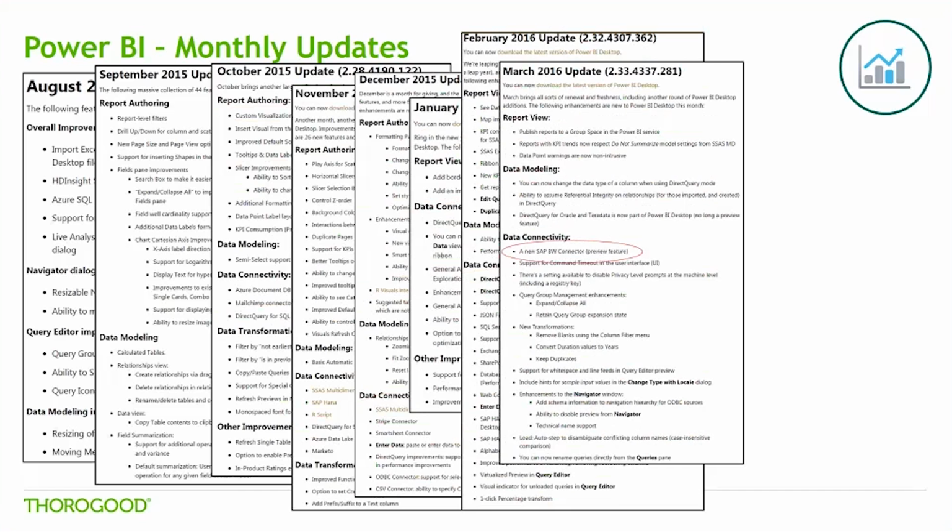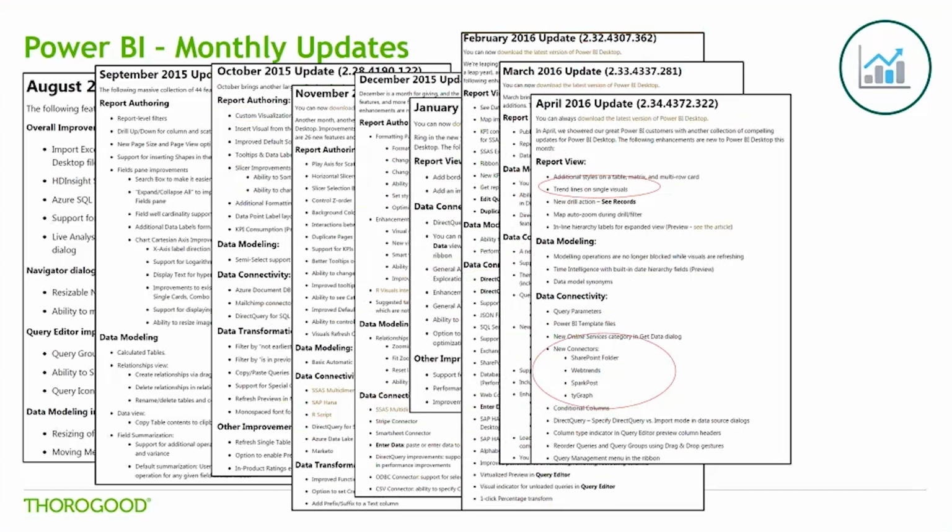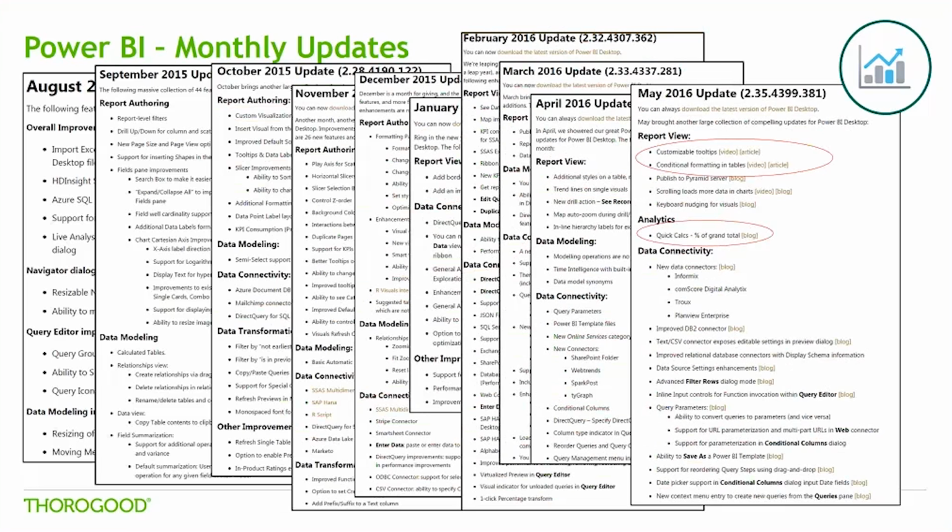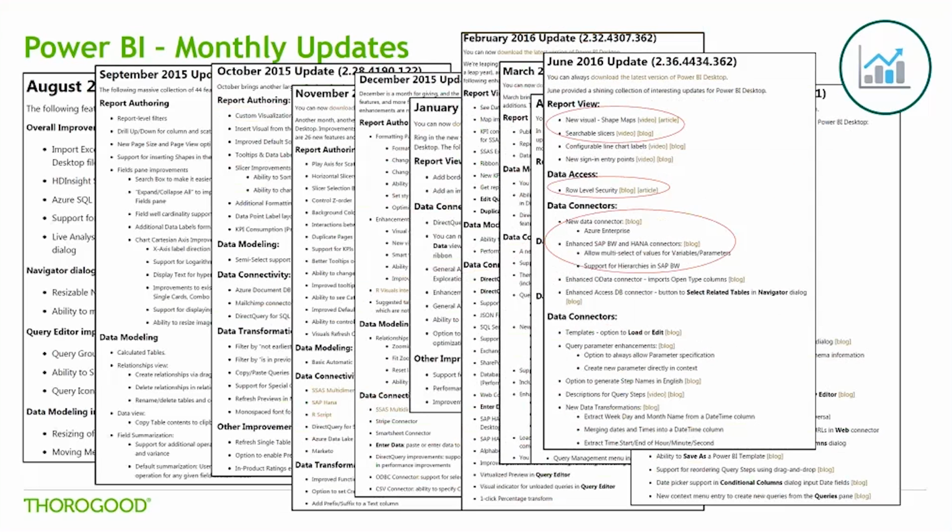SAP BW Connector was added in March, and in April the ability to add trend lines on visuals, which was another vital addition that brings it in line with basic requirements you might expect from a visualization tool. In May, a new category, analytics. That disappeared in June, but in June we also had things like searchable slices that I've already shown in my demo. Row-level security was also introduced, which is very important for enterprise use.